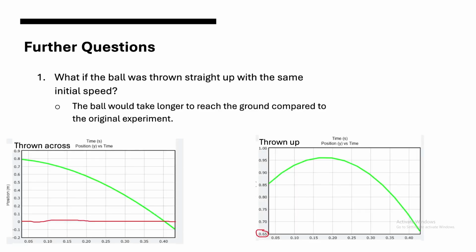So I went into the code and changed the initial velocity to be straight up with the same magnitude, and as you can see, the ball that is thrown across hits the ground at approximately 0.4 seconds, while the ball that was thrown straight up is still 0.65 meters above the ground, even a little past 0.4 seconds. This shows that it takes a larger time span to reach the ground if the ball is being thrown straight up compared to if it was being thrown parallel to the ground.